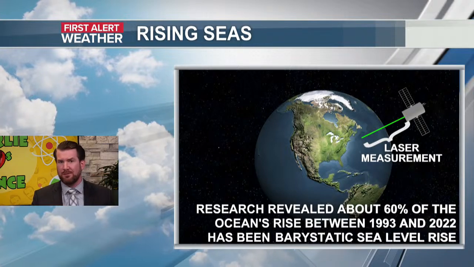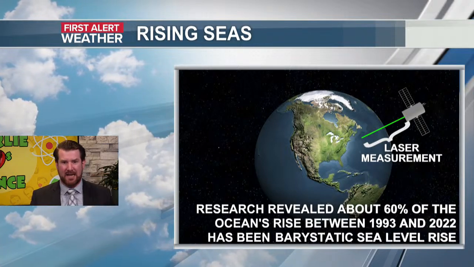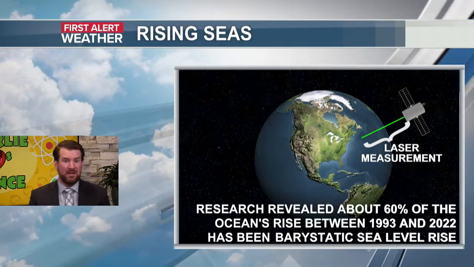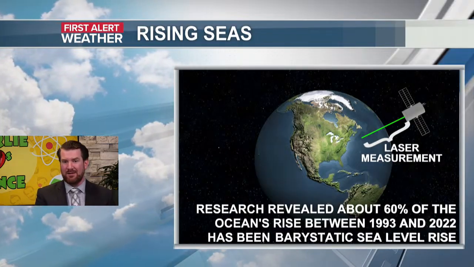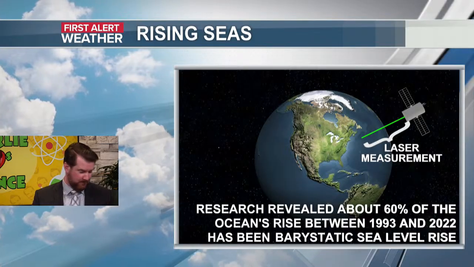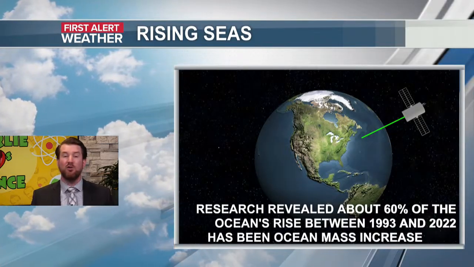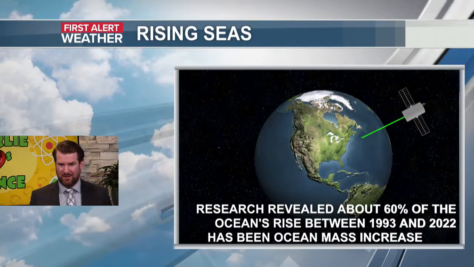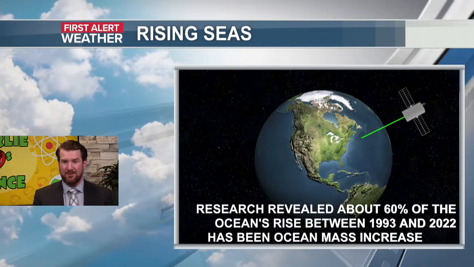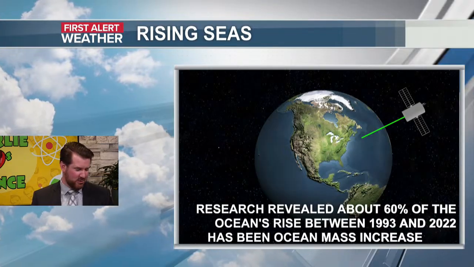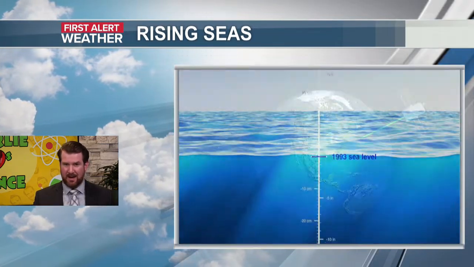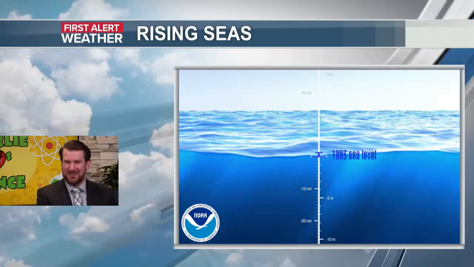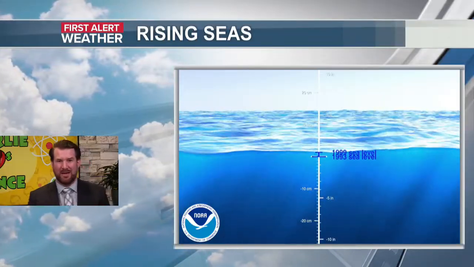Now, the research revealed that about 60% of the ocean's rise between 1993 and 2022 has been due to barystatic sea level rise, or, to put it in layman's terms, ocean mass increase. Ocean mass has increased by about 60% from 1993 to 2022, or at least 60% of the rise has been attributed, that's a better way to put it, to additional water flowing into the ocean.